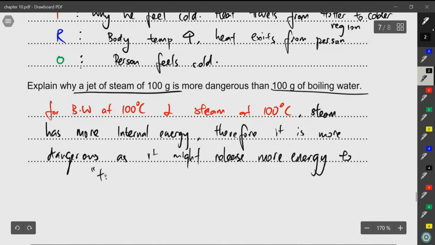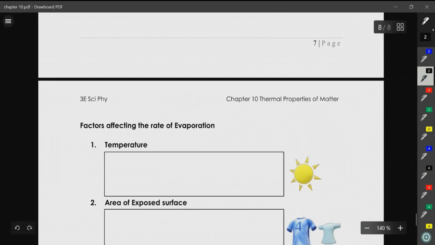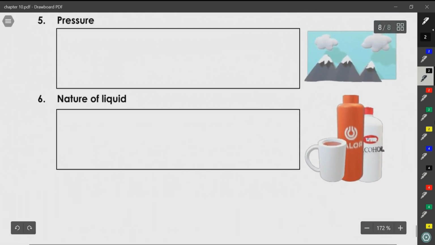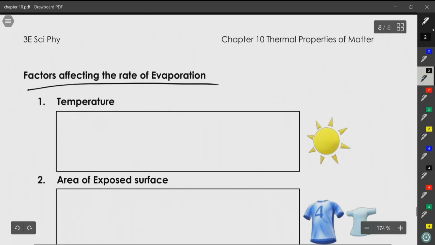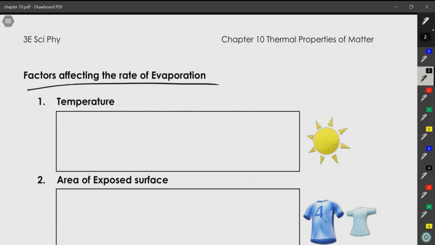Let's just call it the toucher. Okay, you get what I mean now. And yes, we are at the last page now. Factors that affect the rate of evaporation. If you understand what evaporation is, this is going to be super easy.